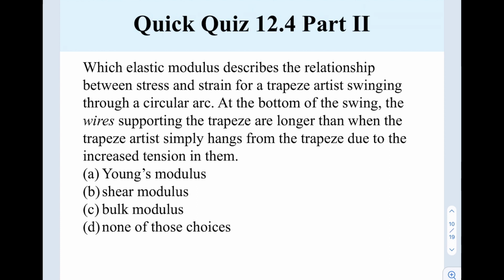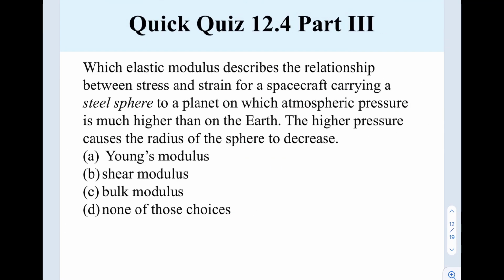Right. Which elastic modulus describes the relationship between stress and strain for a trapeze artist swinging through a circular arc? At the bottom of the swing, the wires supporting the trapeze are longer than when the trapeze artist simply hangs from the trapeze, due to the increased tension in them. So, I think this is about elongation, right? By right, it's involving Young modulus because the string elongates, or increases in length.